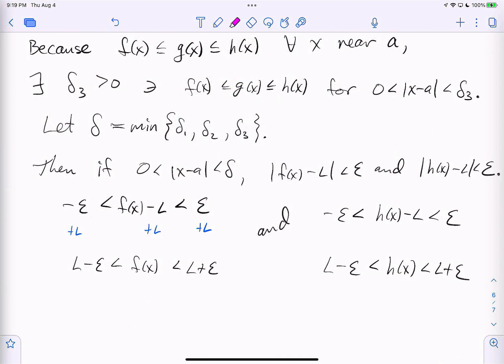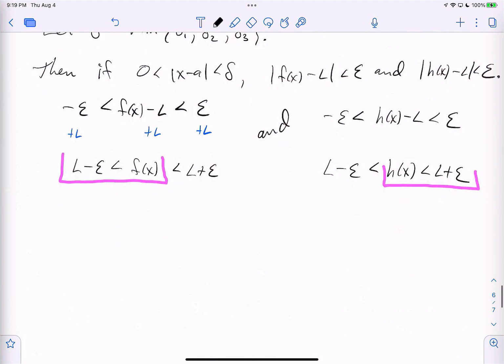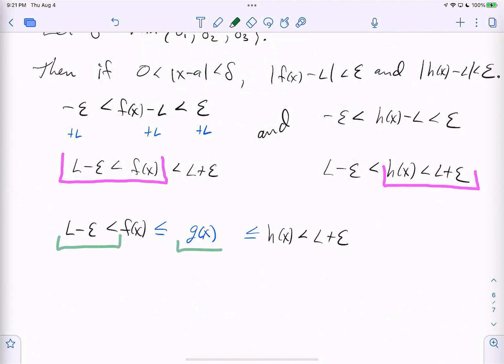Now I'm going to do something that's a tiny bit sneaky. I'm going to take the L minus epsilon less than f of x, and I'm going to take the h of x less than L plus epsilon. I'm going to write down those pieces. So L minus epsilon is less than f of x, and h of x is less than L plus epsilon. Now, folks, on this interval that we're talking about, we know that f is less than g, which is less than h. As it turns out, I don't need f and h anymore. I have that L minus epsilon is less than g of x, which is less than L plus epsilon.